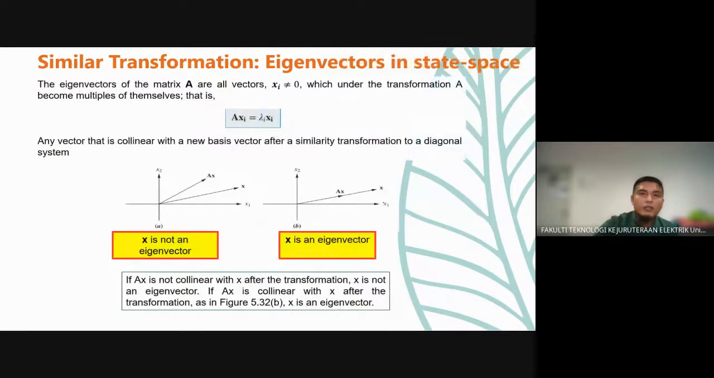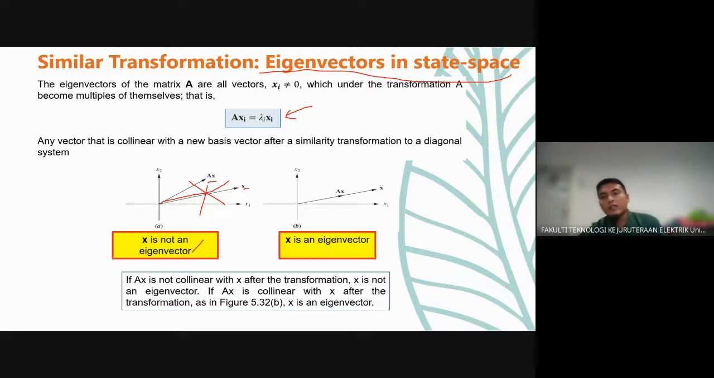Next, we go to the eigenvectors in state space. The eigenvectors of the matrix A are all vectors which under the transformation A become multiples of themselves. That is, this is the formula for the eigenvectors. Any vector that is collinear with the new basis vector is a similarity transformation to a diagonal system. In this case, you can see that AX and X are not on the same line, so this is not an eigenvector.